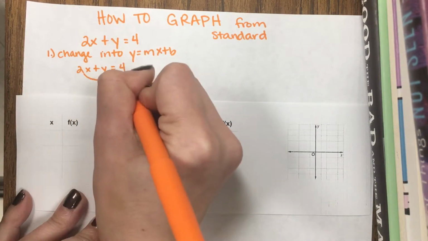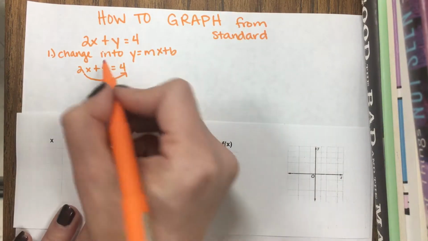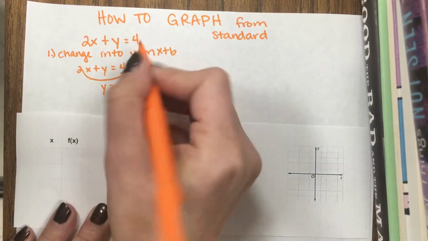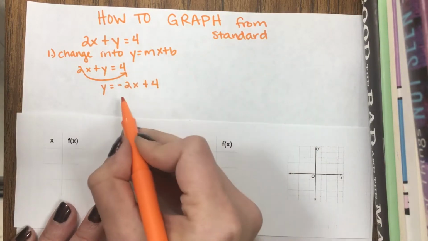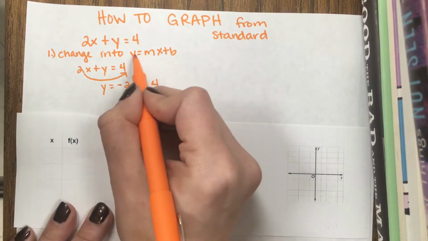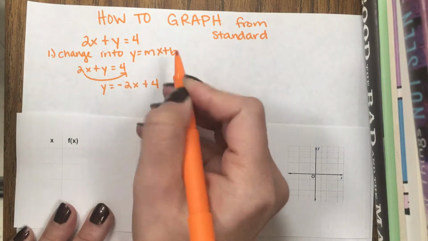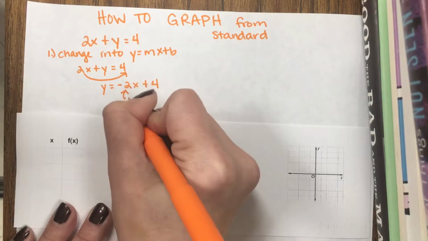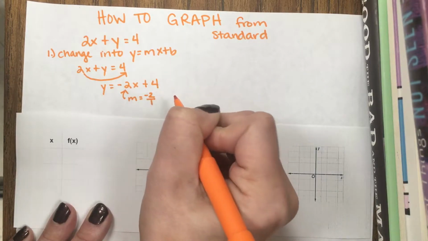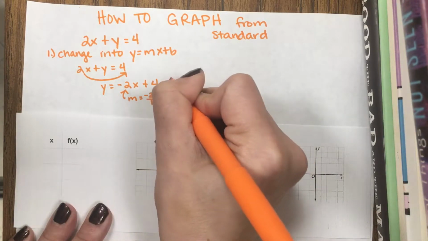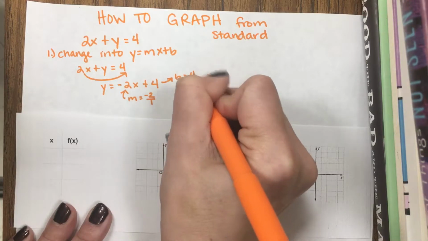I'm going to move my x to the other side of the equal sign. When I do that, it flips the sign, so it becomes y equals negative 2x plus 4, and that's it. Suddenly it looks just like y equals mx plus b. And I know that my slope is going to be a negative 2. There's an invisible 1 underneath, so it's really negative 2 over 1. And I know that my b is a positive 4.